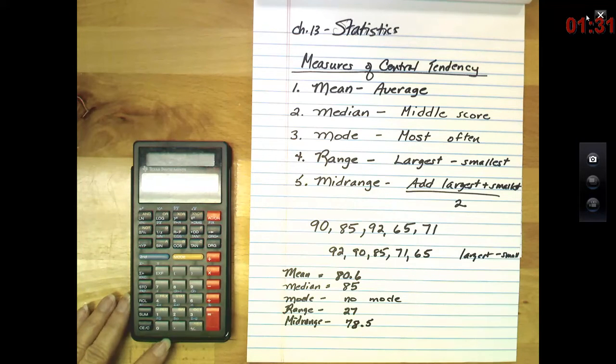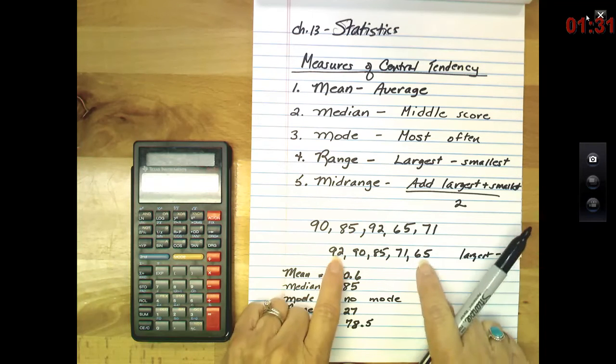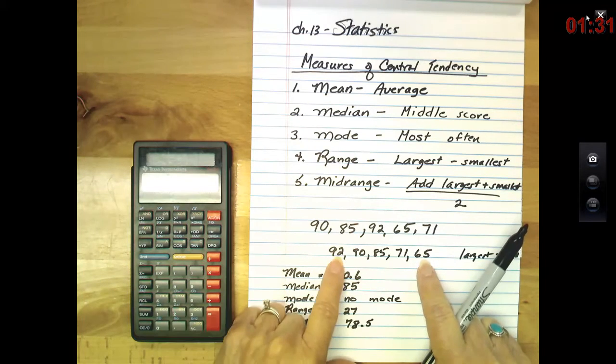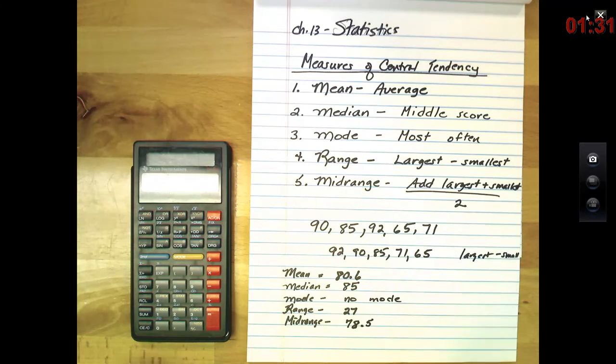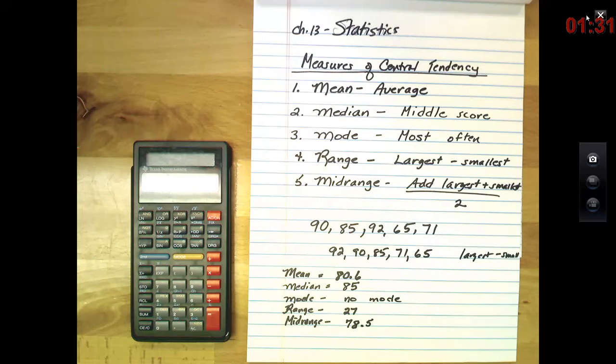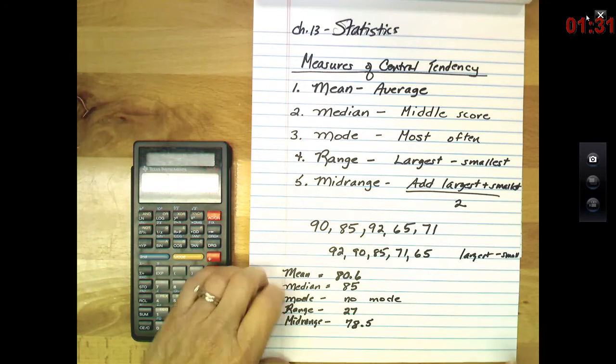124.5. Try it again. Because see, 78.5. Do it all together and it'll give you that crazy answer. Do it separately and it'll give you the right answer, because it's got to be in the middle of 92 and 65. So add those together. It's got to be in the 70, 80 range. I got 78.5. Okay. Because my first time I got 120 something. I'm like, nah, no way that's going to work.